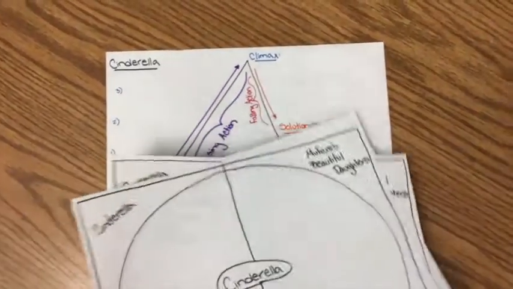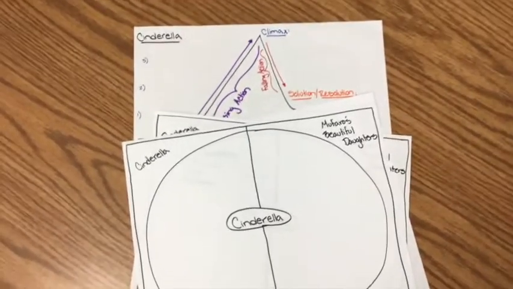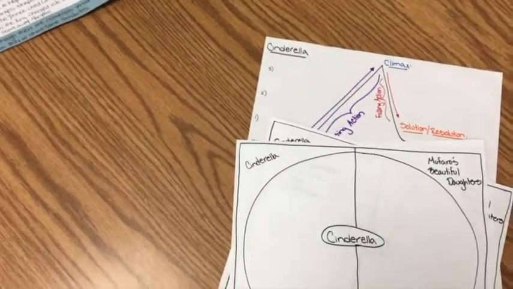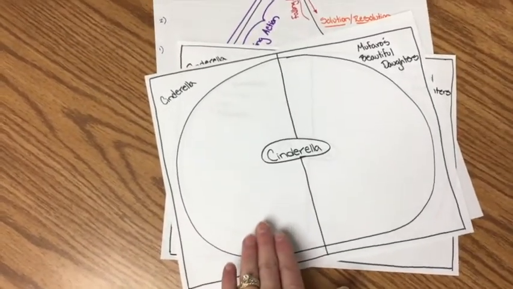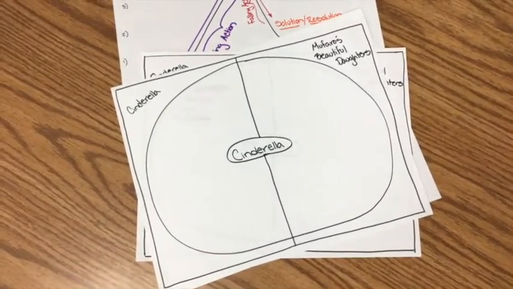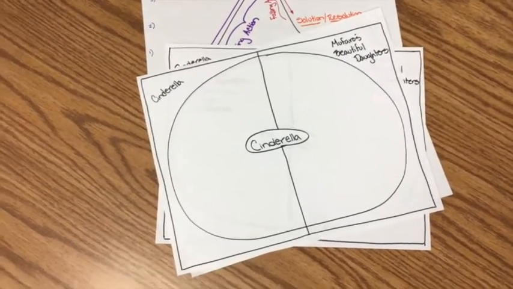Once the kids had all of this done, I had them read various versions of Cinderella by themselves, and they completed additional circle maps for 1 or 2 more books by themselves. So now it was their turn to show what they knew.